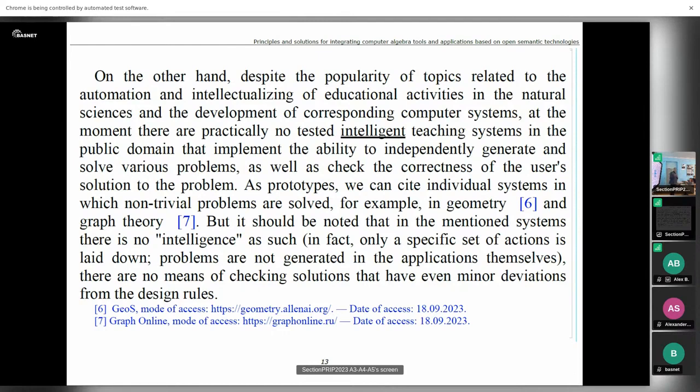In application with computer algebra systems, we selected the graph theory sphere because we use Mathematica, and it has a lot of features in graph theory itself.